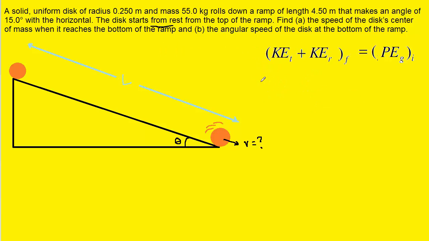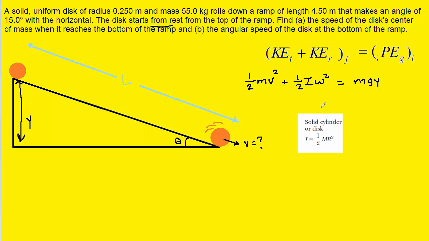Now, on the final side, we can plug in the expressions for the kinetic energies. The translational kinetic energy will be 1/2 times the mass of the disk times its translational speed squared. The rotational kinetic energy is 1/2 times the moment of inertia, or rotational inertia, times the angular speed squared. On the right-hand side, we have the initial gravitational potential energy, which is the mass times g times the initial height, which we can just call y for now. And maybe we can come over in the diagram and mark that height as y.